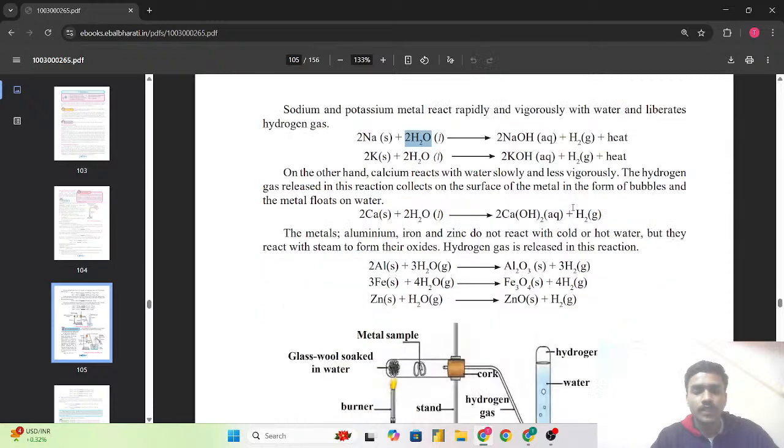Then the metals aluminum, iron, and zinc do not react with water, either hot or cold. But they react with the steam to form their oxides. Hydrogen gas is released in this reaction.